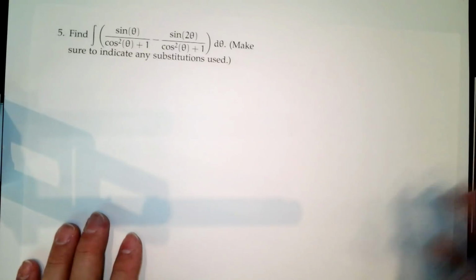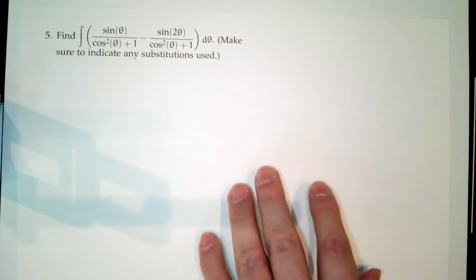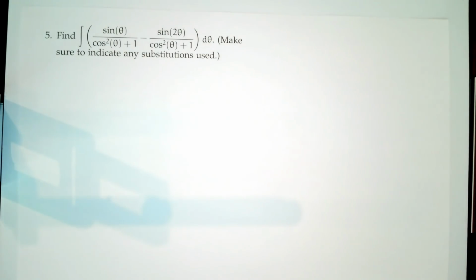All right. Number 5. So this one is about antiderivatives. Find the antiderivative, or the indefinite integral, of the following expression: sine of theta over cosine squared theta plus 1, minus sine of 2 theta over cosine squared theta plus 1. And it says make sure to indicate any substitutions made. So in other words, don't just write down an answer. We want to make sure you know the process.